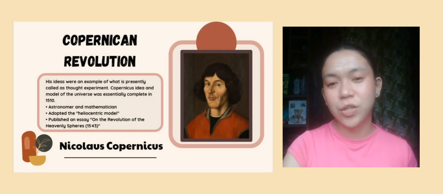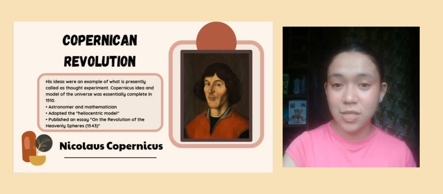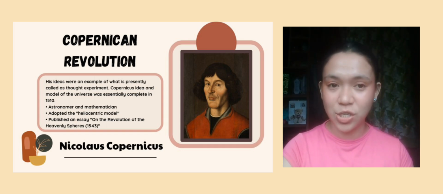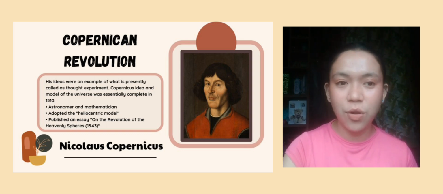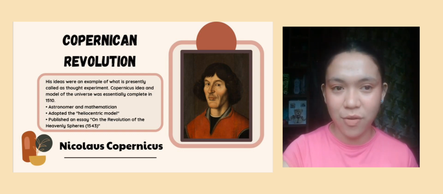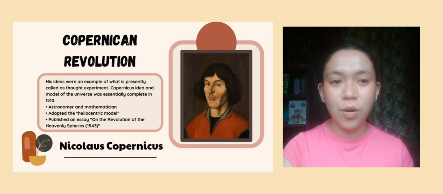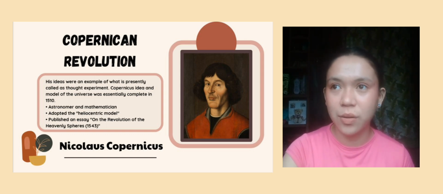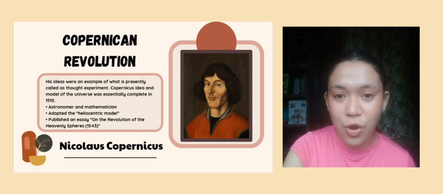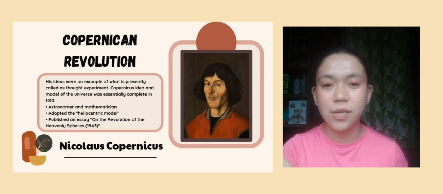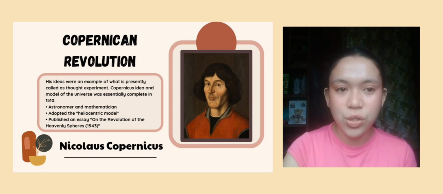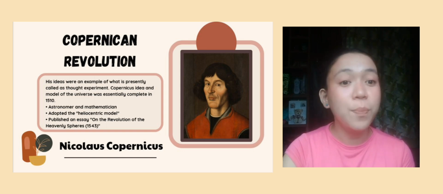So first, we have the Copernican Revolution by Mr. Nicolaus Copernicus. Nicolaus Copernicus was an astronomer and also a mathematician. His ideas were an example of what is presently called a thought experiment. Copernicus' idea and model of the universe was essentially complete in 1510. So he adopted the heliocentric model. Heliocentric means that the sun is at the center and each planet revolves around the sun. He also published an essay titled On the Revolution of the Heavenly Spheres in 1543.